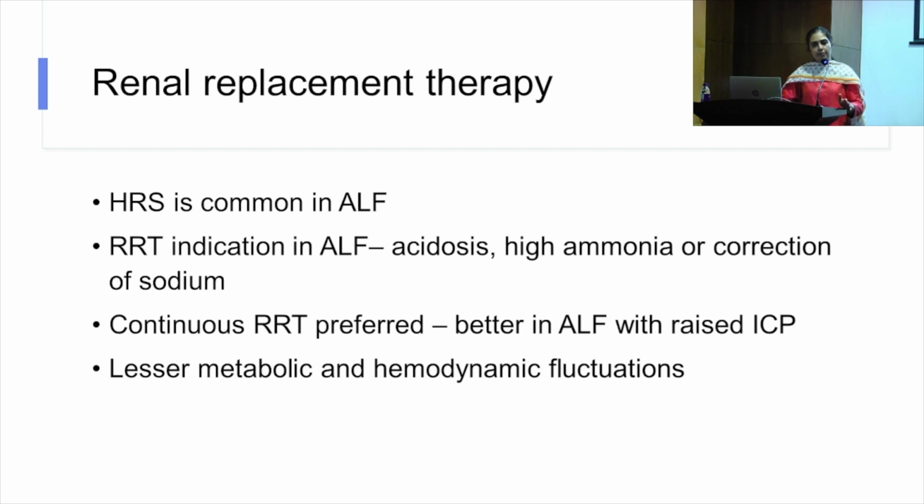Renal replacement therapy: many of these patients in their course in ICU stay have a need for RRT because of HRS, which is common, but there are certain indications. Only if there is acidosis or high ammonia levels, or high potassium, then you may need to consider it. But the modality is very important. It's not your regular hemodialysis. What is recommended is continuous renal replacement therapy because of stable hemodynamics, because these patients will have raised ICP, so you would consider CRRT rather than regular hemodialysis, and there are lesser metabolic fluctuations also, so that is why CRRT is better.